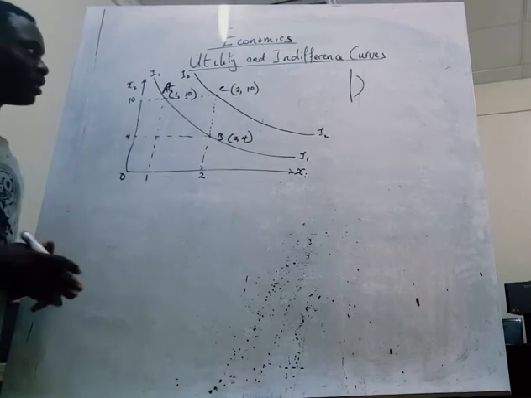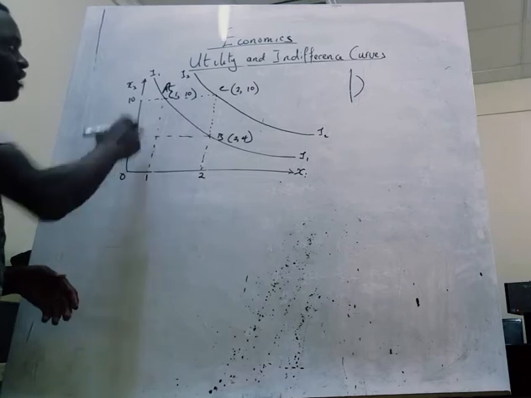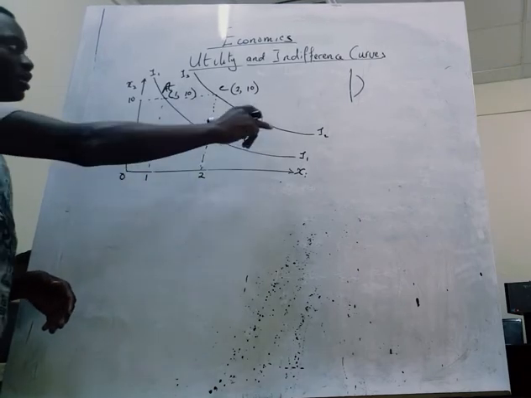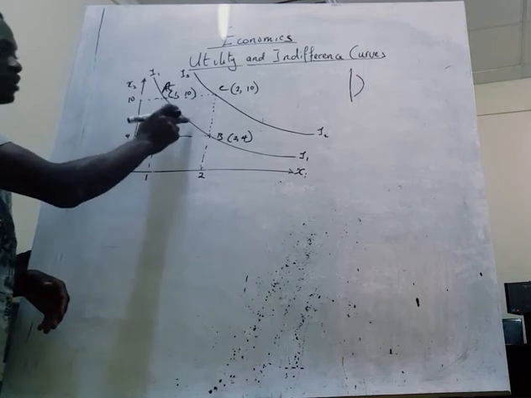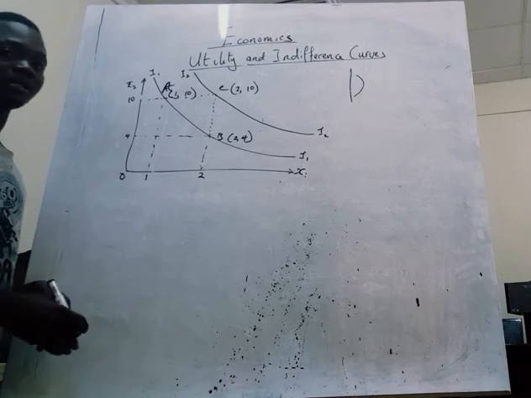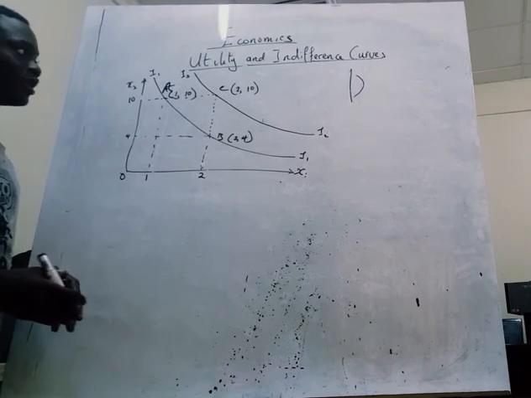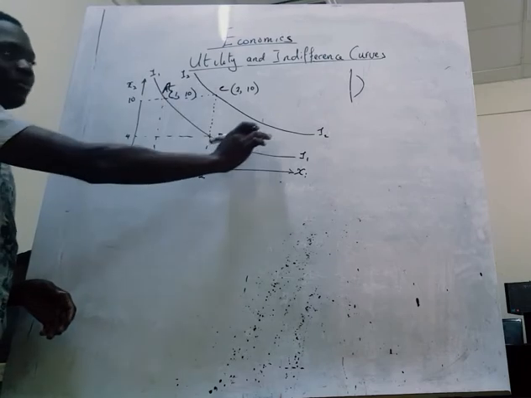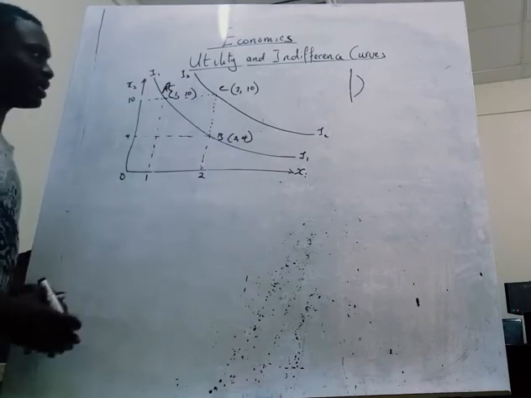One other thing I want you to note is that every point on an indifference curve yields the same amount of satisfaction, whether it is point A here, whether you have another point here, whether you have another point here, and so on and so forth. All of them, as long as they are on the same line, yield the same amount of satisfaction. Okay, and point C here is better than any one of them here. Okay, so that's that about that.